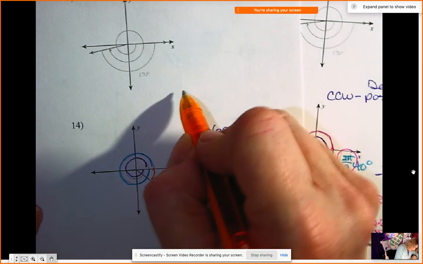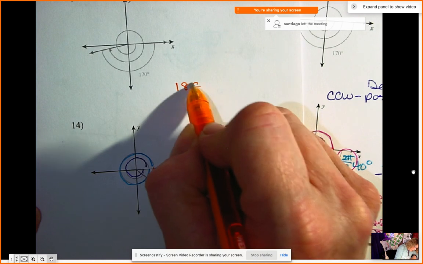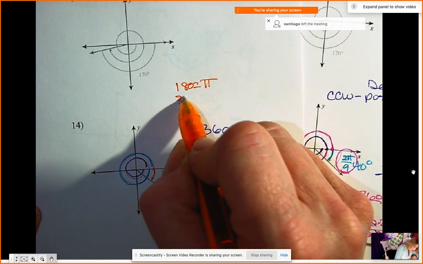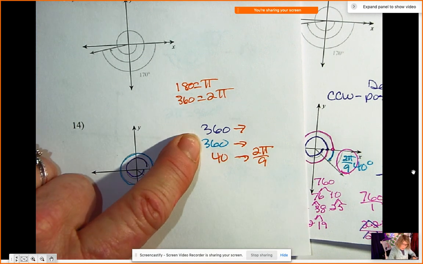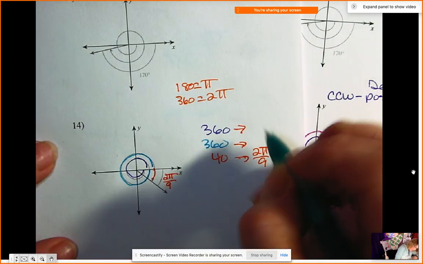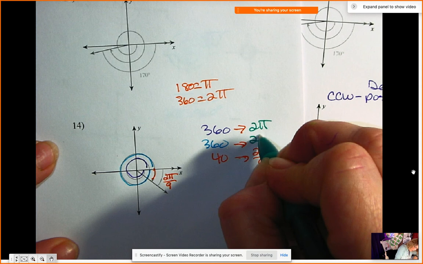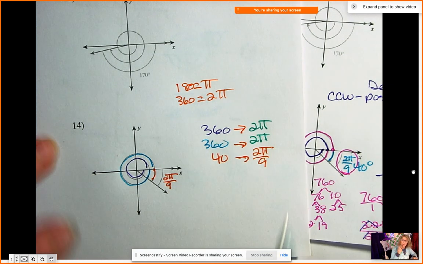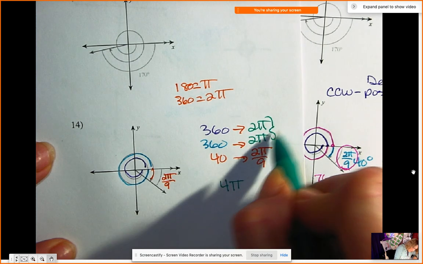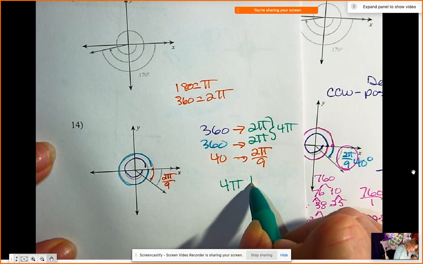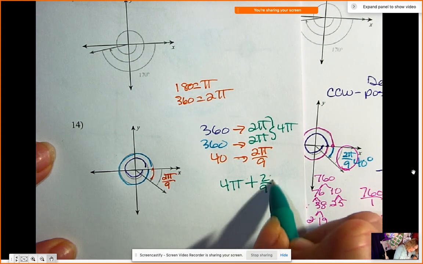Okay, well, we know that 180 is equivalent to pi. 360 is equivalent to 2 pi. So every time I see 360, guess what I get to write? Yep, 2 pi. There's another 2 pi. And now I have 2 pi over 9. Well, so I've got 4 pi because of these two. And I need to add 2/9 pi to that.